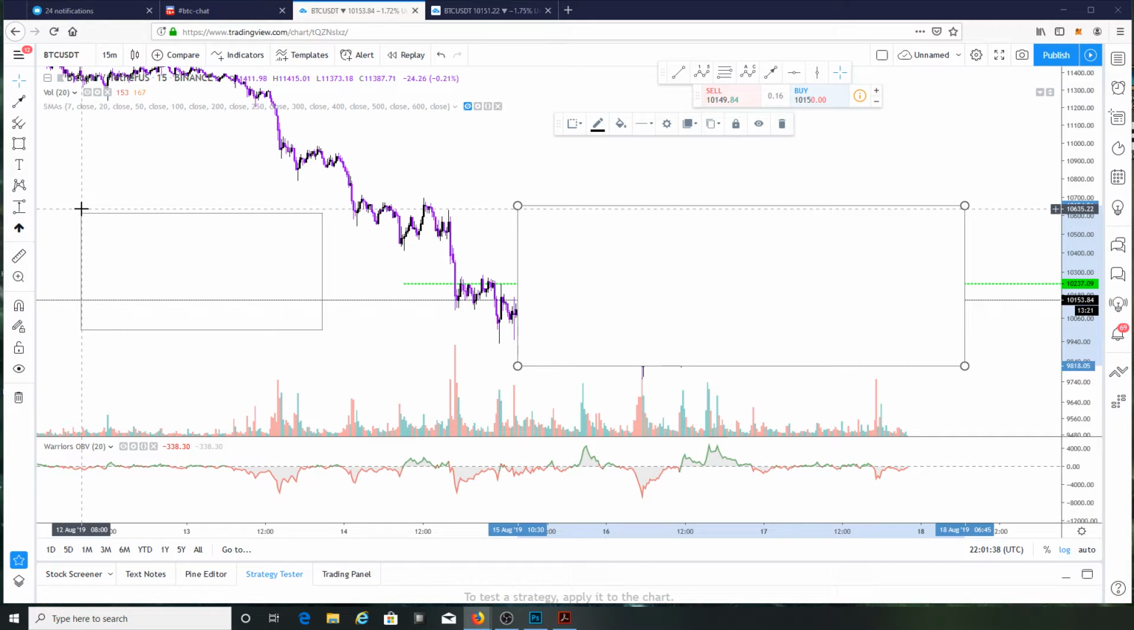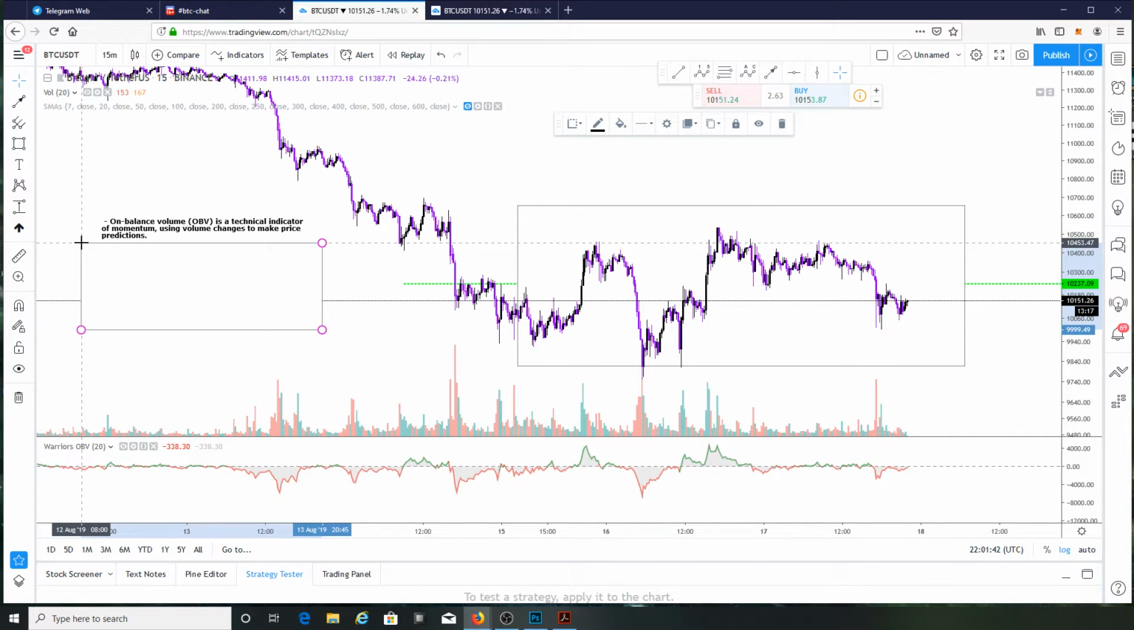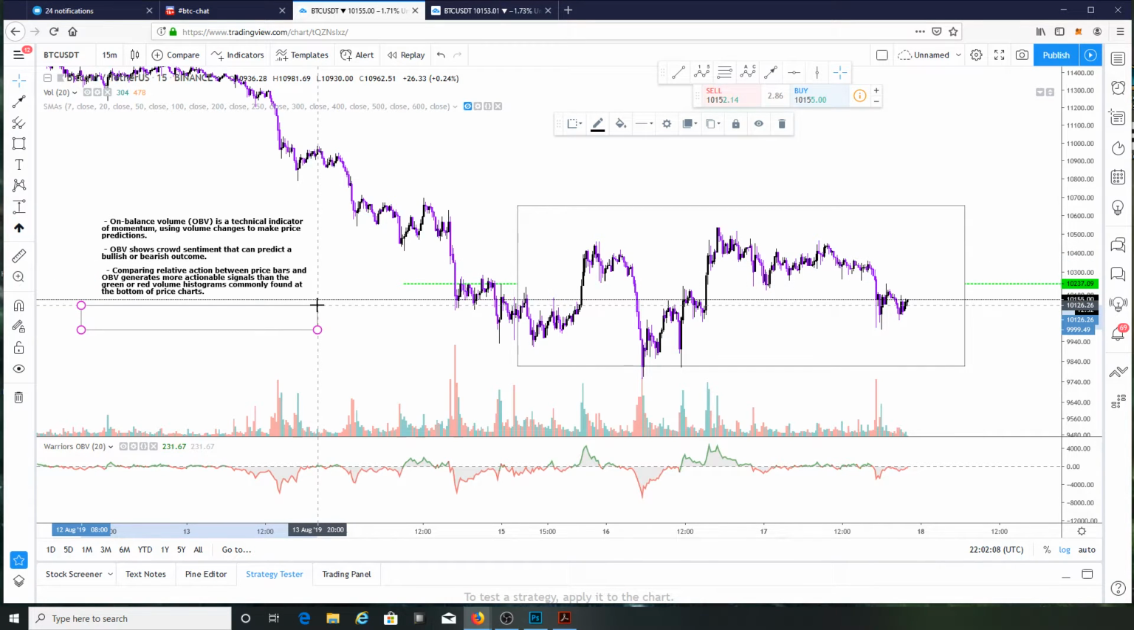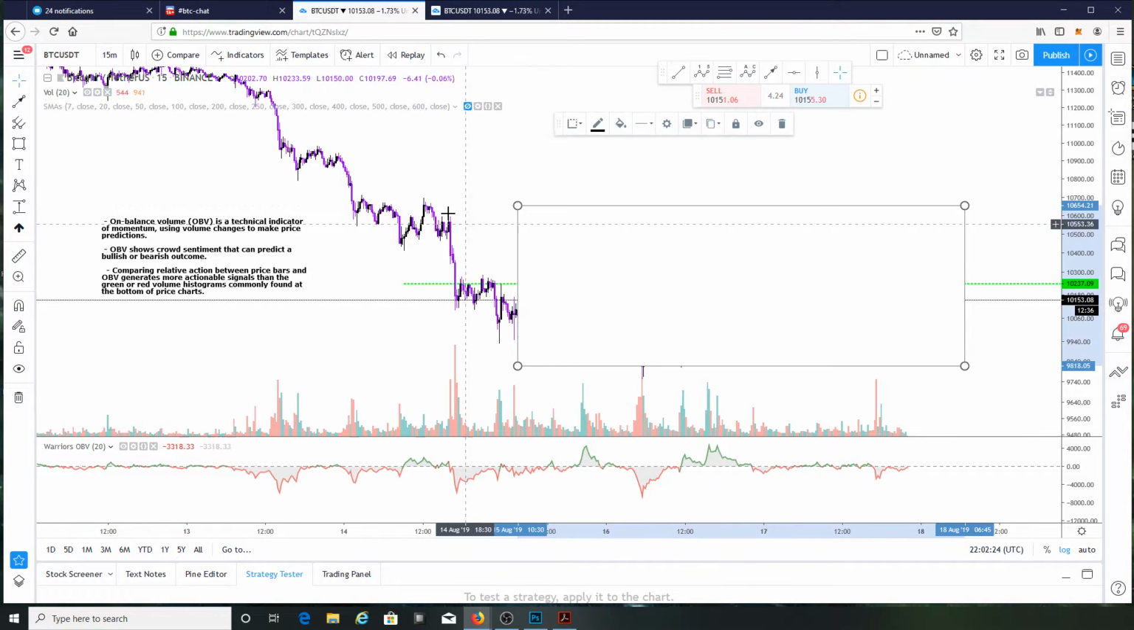So there are some key takeaways that we're going to look at real quick. On balance volume, OBV, is a technical indicator of momentum, and it uses volume changes to make price predictions. Excuse me, choking on my words there. OBV also shows crowd sentiment that can predict a bullish or bearish outcome. And comparing relative action between price bars and OBV generates more actionable signals than the red or green volume histograms down here at the bottom of your charts. We'll explain a little more about what I mean by that right now.